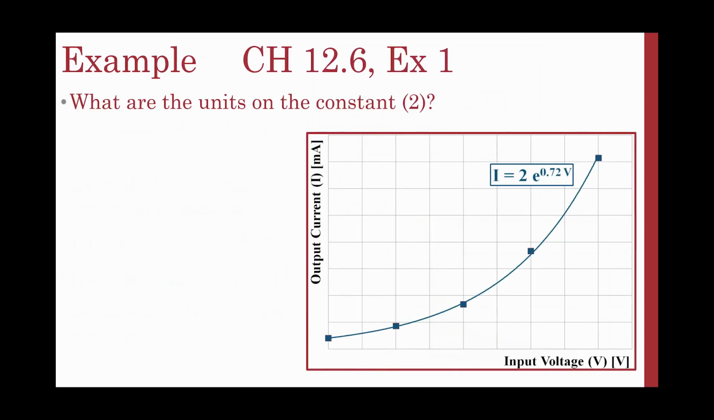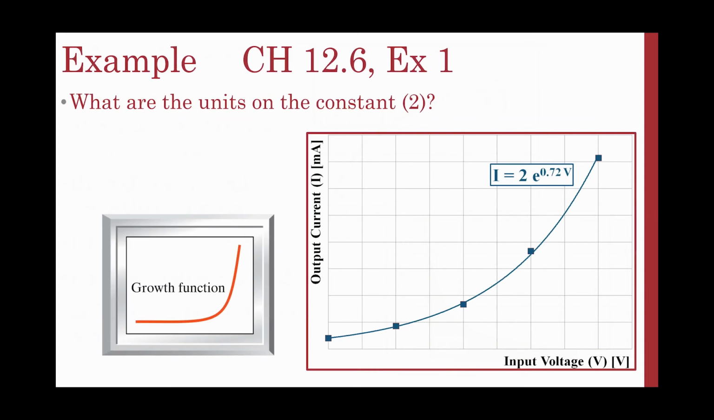So what are the units of the constant 2? So we have I is equal to 2 e to the 0.72 V. It is a growth function, and the units are milliamps because we need current, and anything in our exponent is dimensionless, so our e term is dimensionless. Therefore, our 2 must have units of milliamps.